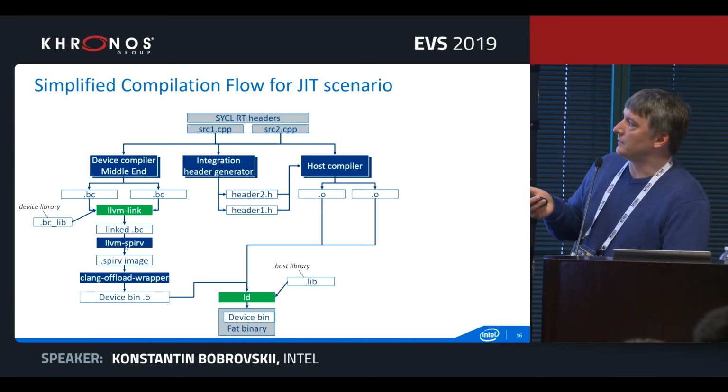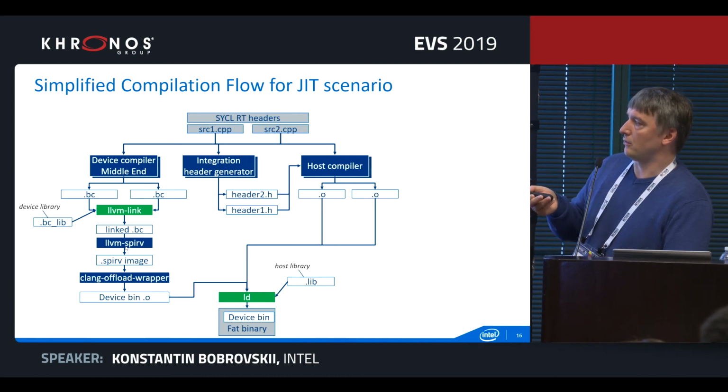Okay. Then those BC files are passed to the LLVM linker. We get linked bitcode. After that, we pass it to the LLVM SPIR-V translator. We generate a SPIR-V image. And this SPIR-V image is passed to the tool I mentioned, Clang offload wrapper, to generate an object file wrapping this SPIR-V image. Actually, this file can enclose multiple images, not necessarily SPIR-V, but currently it's SPIR-V only. So that was the device part of the compilation.